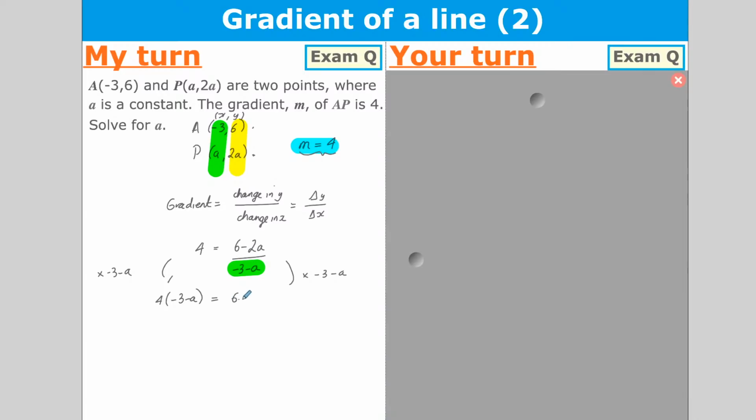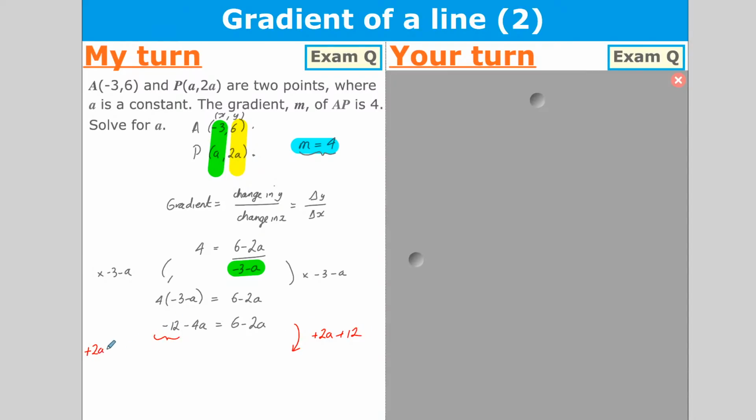So here I'm going to get 6 subtract 2a. Then I'm going to expand the brackets. So I'm going to get myself -12 subtract 4a is equal to 6 subtract 2a. And I want to get the a's all by themselves on one side and the numbers all by themselves on the other side. So if you can bear with me and do this in one move, I'm going to add 2a to both sides to get rid of that -2a. And at the same time, I'm going to add 12 to both sides to get rid of that -12.